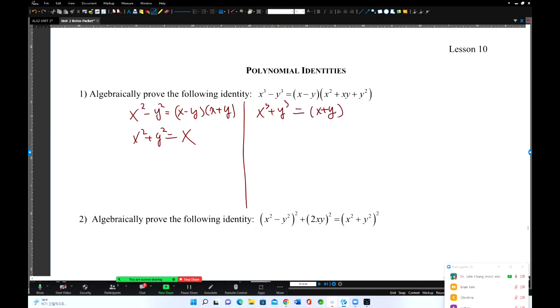x plus y, same sign. The next one is what? First term squared, the next one is negative, this is positive. The next one is negative, not 2xy, just times xy, minus the second number squared. That is the sum of cubes. You have to memorize this one.